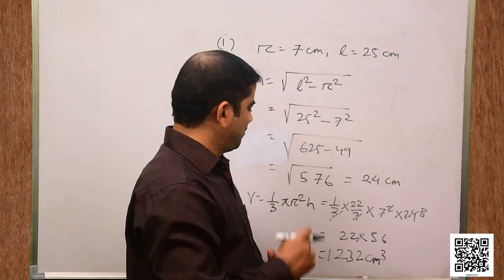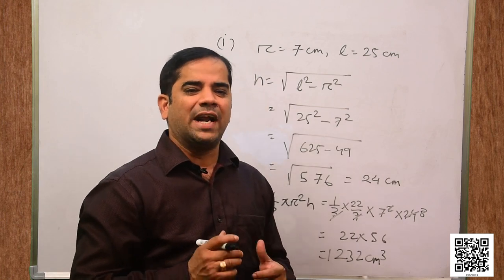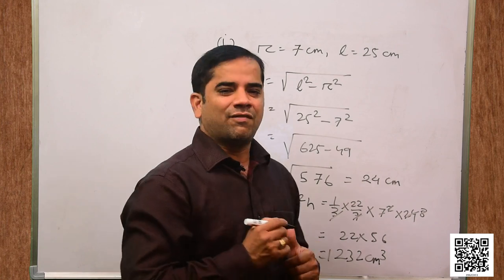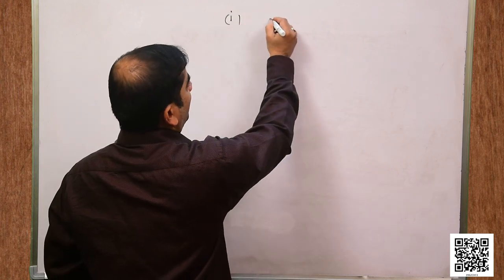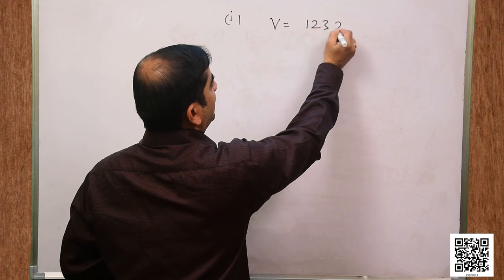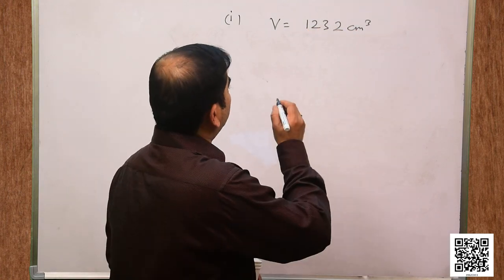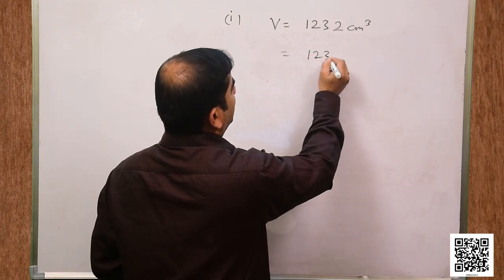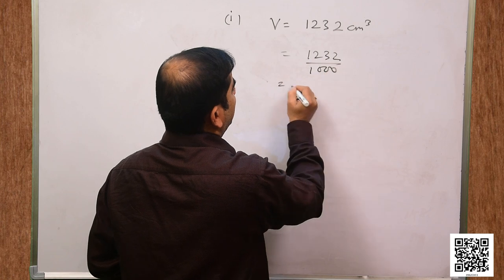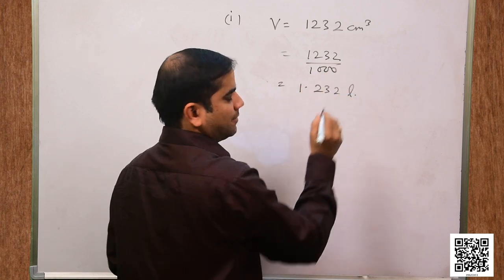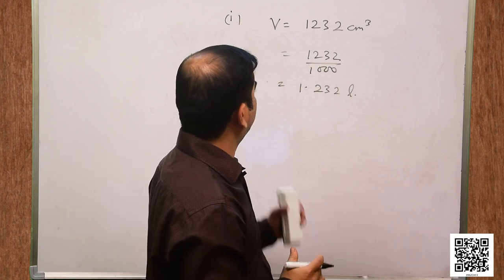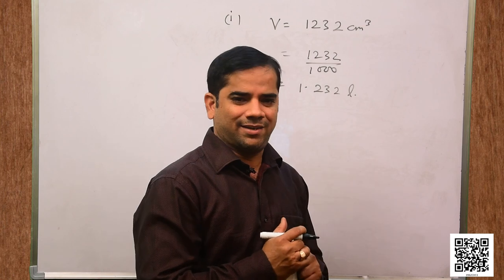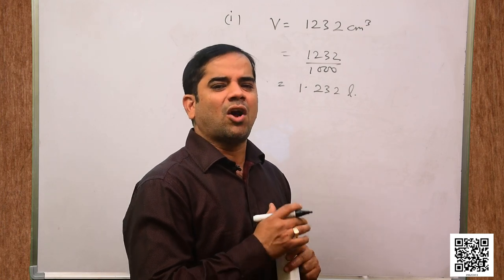Now, this is the volume. So, we need to find the capacity of the vessel in liters. So, let us find out. Students, for bit 1, volume is found to be 1232 centimeter cube. So, let us convert it into liters. So, this is equal to 1232 divided by 1000, that is 1.232 liter. So, the capacity of the vessel for the bit number 1 is 1.232 liter. Hope you understand. Now, let us solve bit 2.